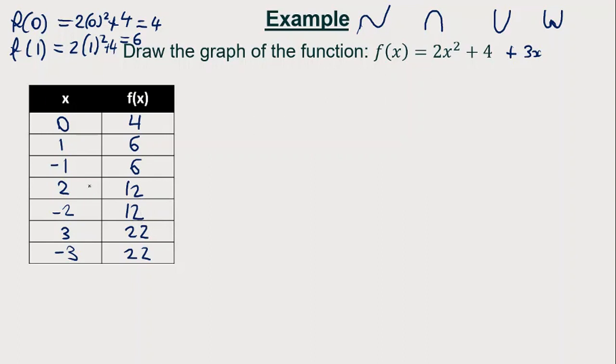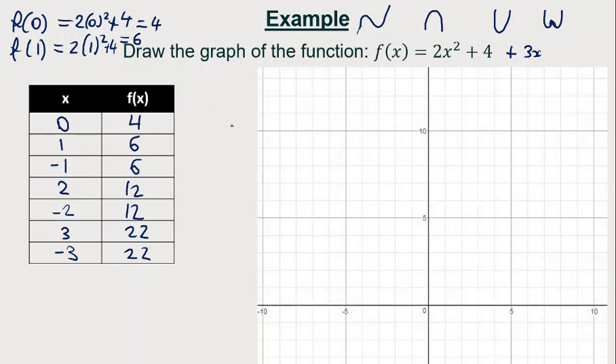Don't just assume that for any negative input the output will be the same as it is for the positive input. That's not necessarily correct. So always check what your output would be. So here we have a Cartesian plane. Let's just mark this as f of x.